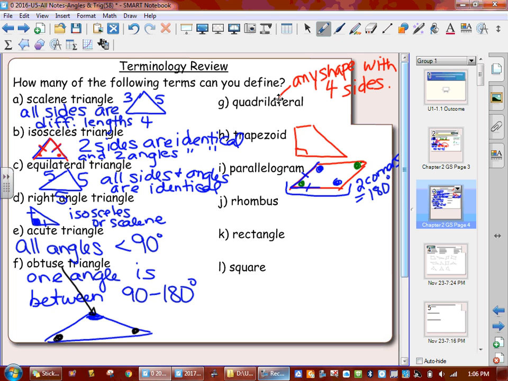If they're across from each other, they're identical. Okay? They don't add to 180 if they're across from each other. They're identical. All right. Rhombus.